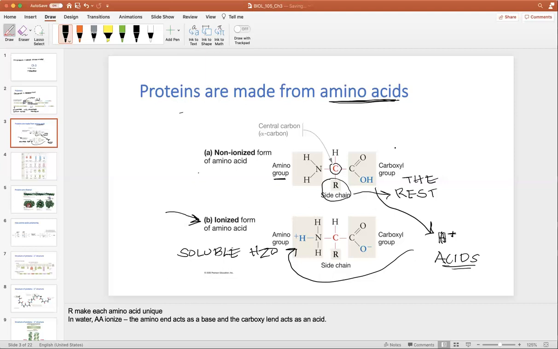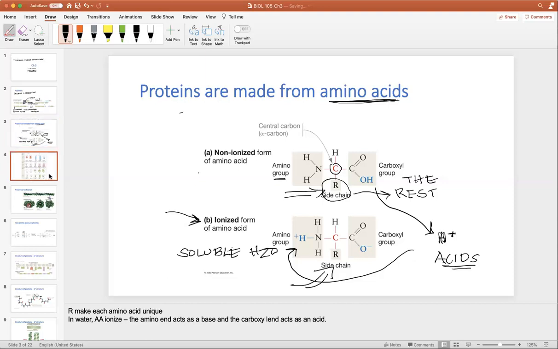So that's where we get the term amino acids, because when they are in water, the carboxyl group loses a proton, making it an acid, and then the amino group likes to accept that proton, okay? And we end up with a negative charge on one end and a positive charge on the other. All right, now let's switch gears and let's focus a little bit on these R side chains.